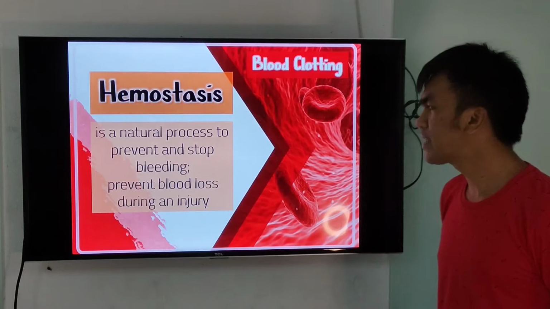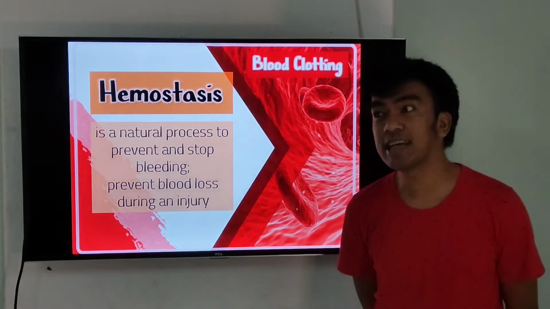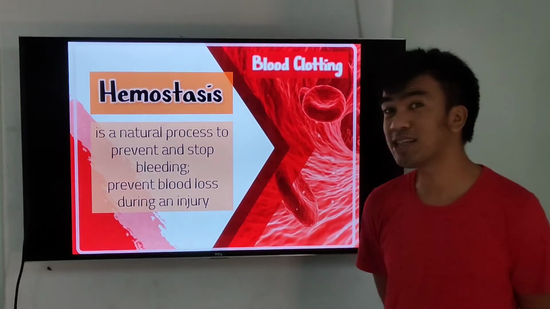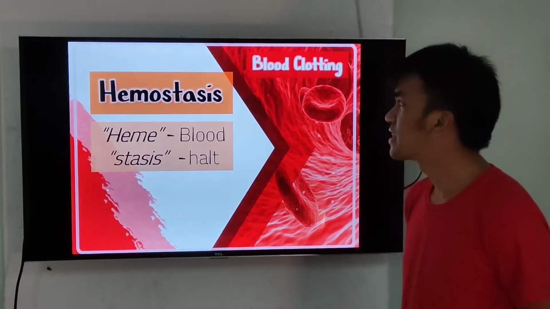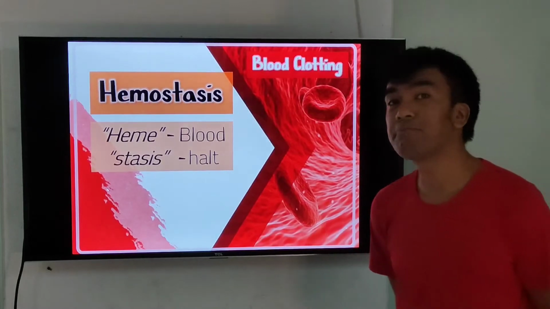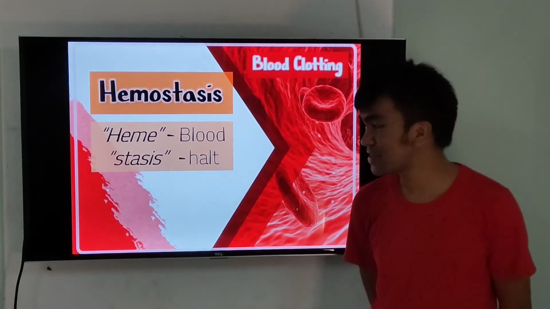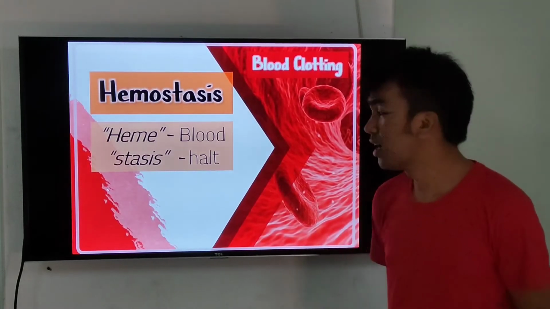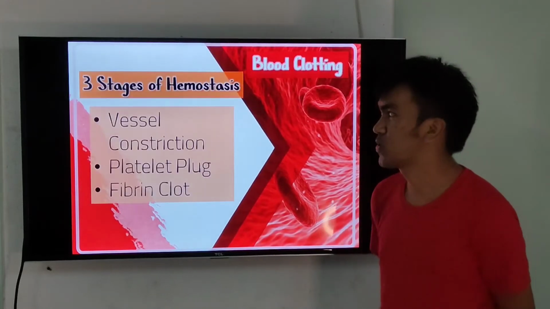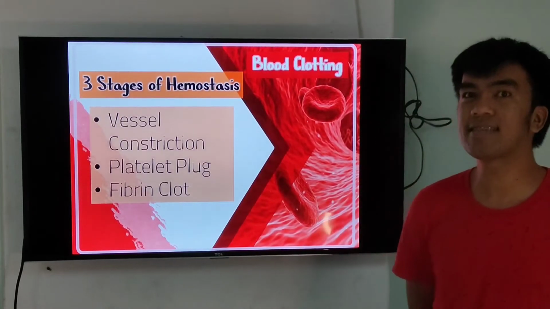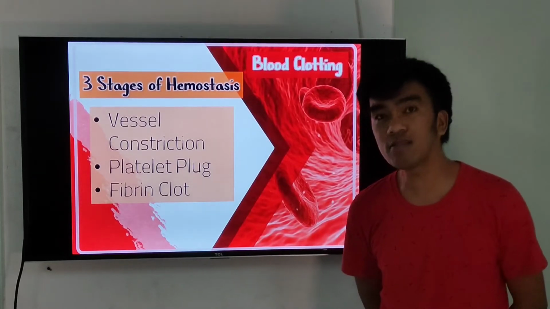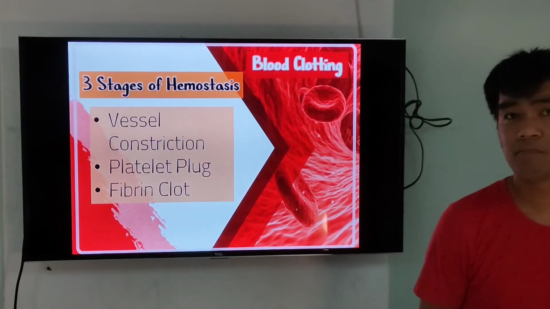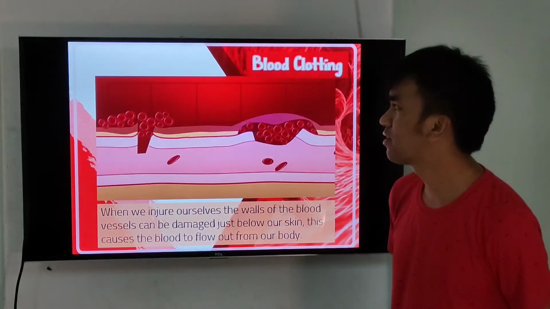It also prevents blood loss during an injury. The word hemostasis comes from the Greek roots heme, meaning blood, and stasis, meaning halt. Halt means prevent or to stop. So there are three stages involved in hemostasis. We have vessel constriction, platelet plug, and fibrin clot.